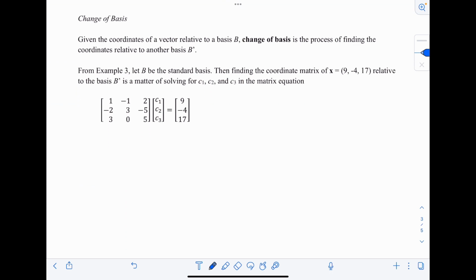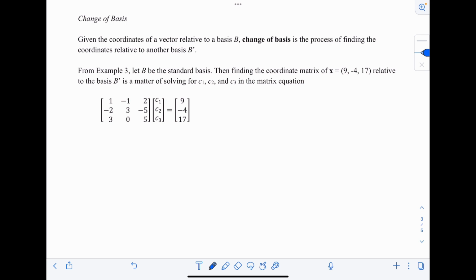So it says, given the coordinates of a vector relative to basis B, change of basis is simply the process of finding the coordinates relative to another basis B prime. Okay. It's not that much different from what we've already been doing. We're just going to add a little bit more detail to it.